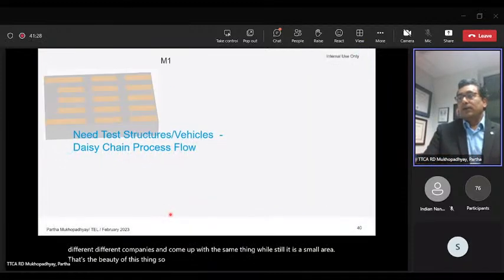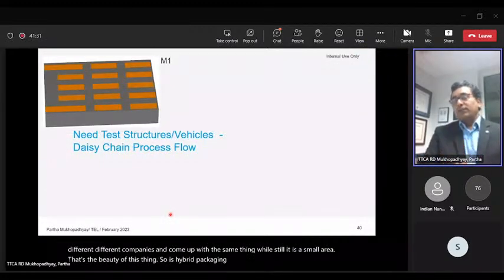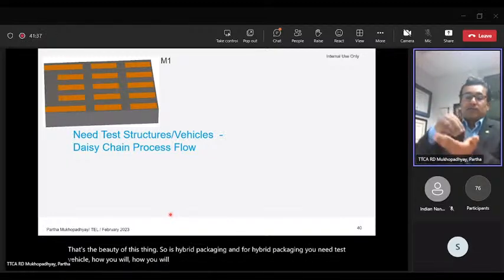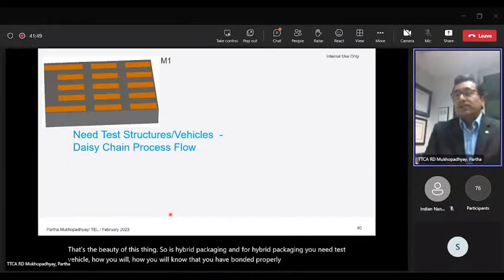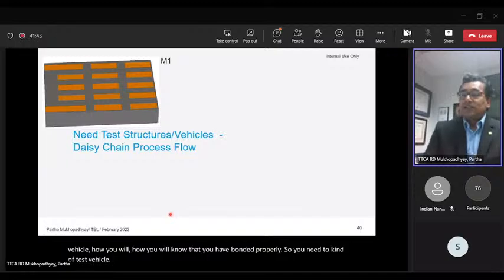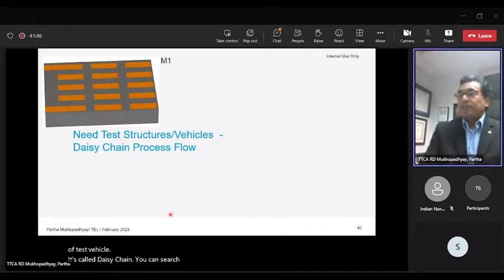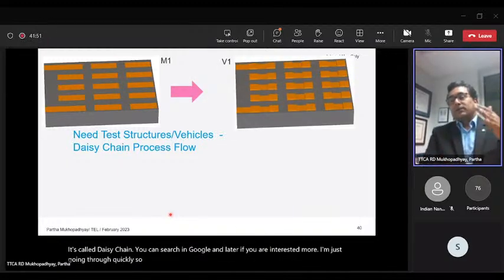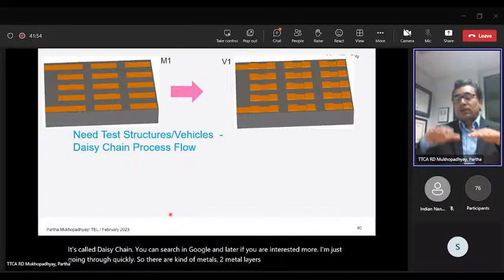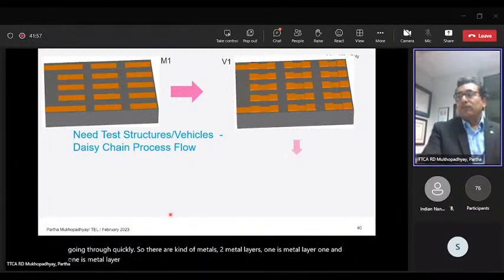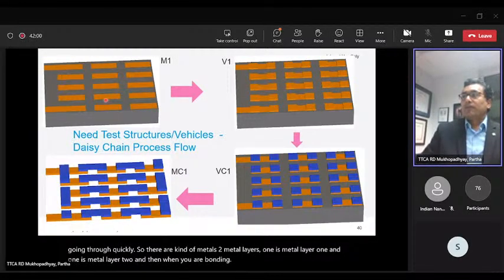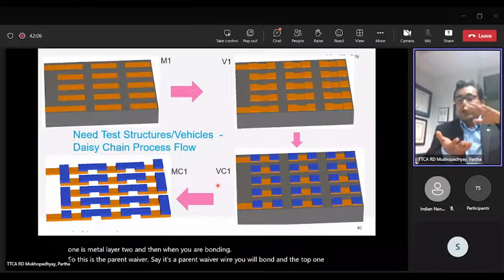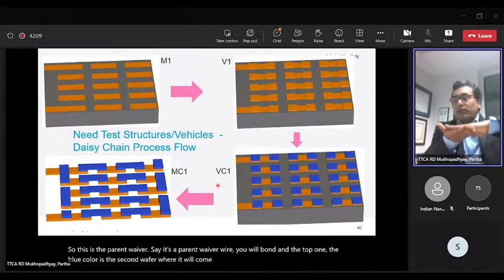So that is hybrid packaging. And for hybrid packaging, you need a test vehicle. How will you know that you have bonded properly? So you need a kind of test vehicle. It's called a daisy chain. You can search in Google later if you are interested. I'm just going through quickly. So there are two metal layers, metal layer 1 and metal layer 2. And when you are bonding, this is the parent wafer, where you will bond. And the top one, the blue color, is the second wafer that will come and bond.